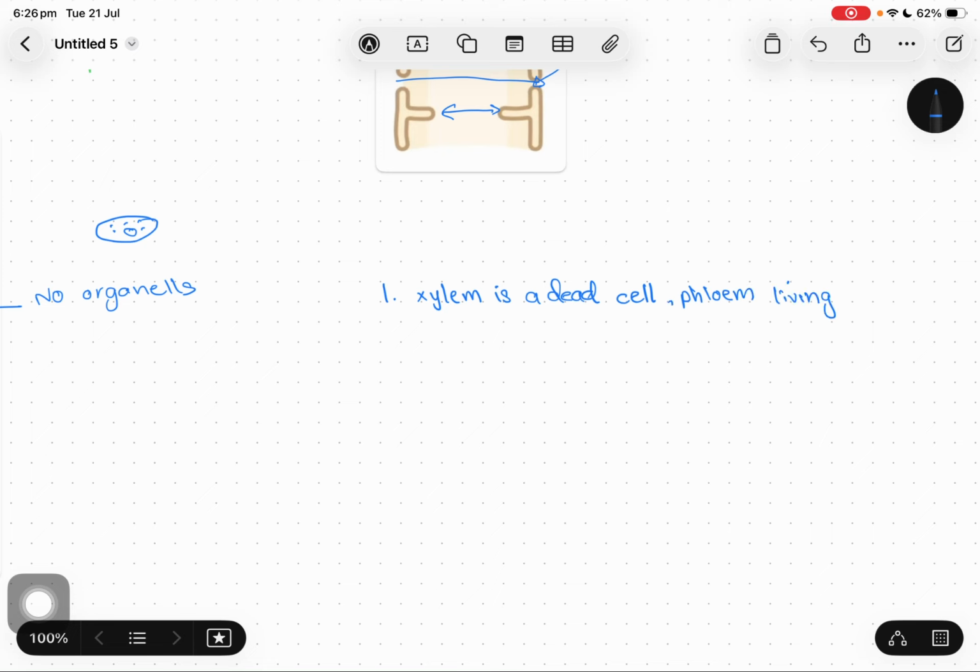Our second point is that xylem has no companion cells. Our third point is that the xylem only travels in one direction, while the phloem is bidirectional.